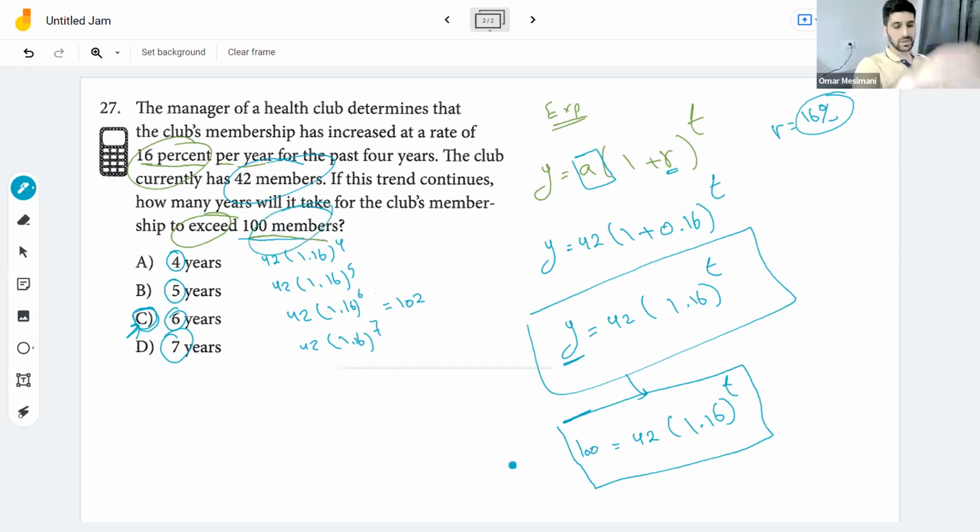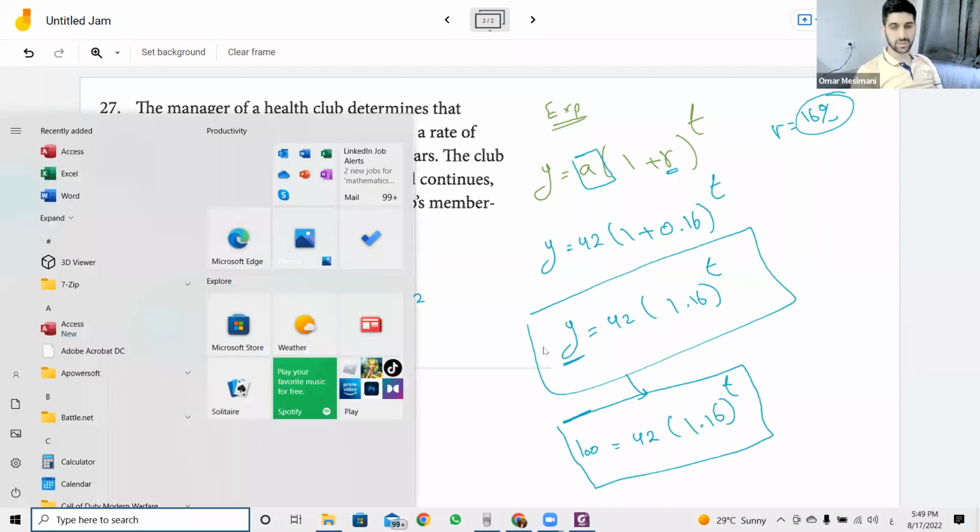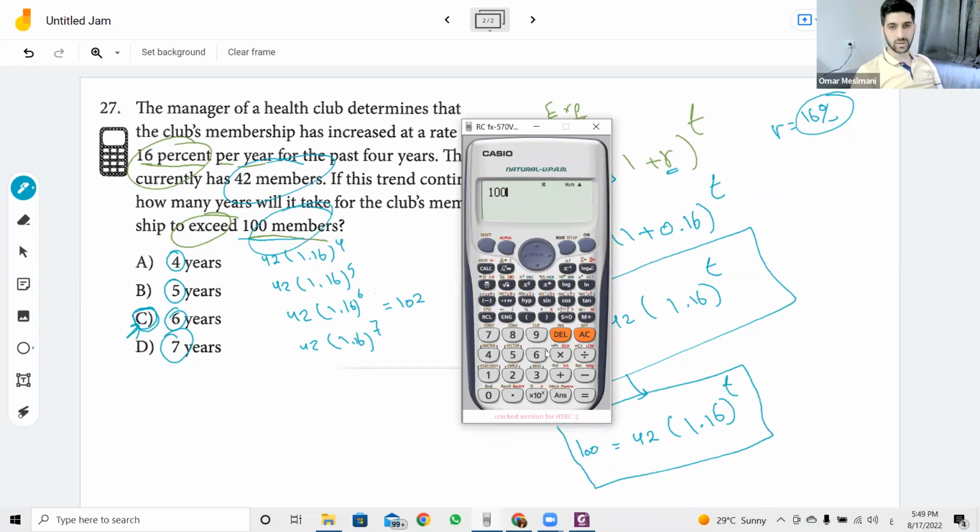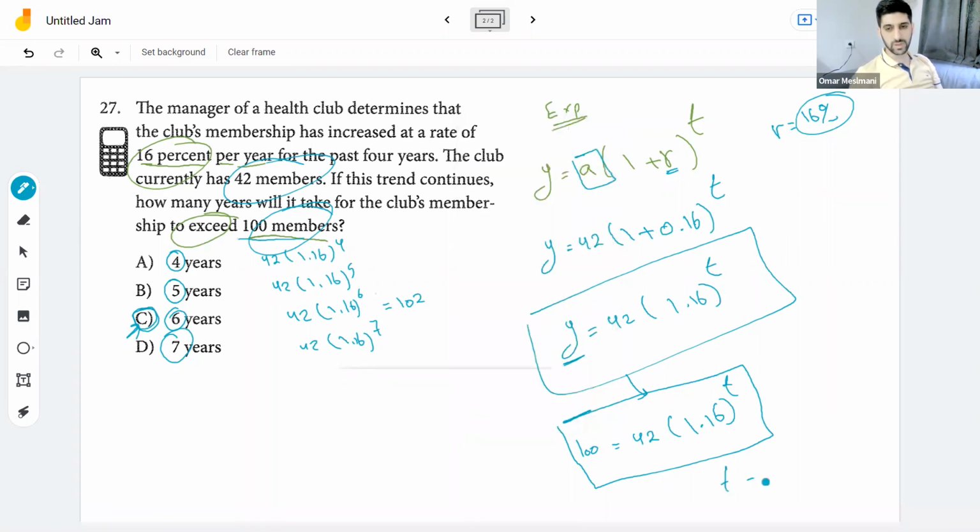So I'm going to use this, and I will use the shift solve concept, which is to write the equation: 100 equals 42, open a bracket, 1.16 to the power of x. Then I'll shift solve equal. He's calculating and he's just going to say 5.8. So after you solve, you want to wait 5.8, like 5 years and some months. So basically you want to wait for 6 years. You can also use this one, no problem.